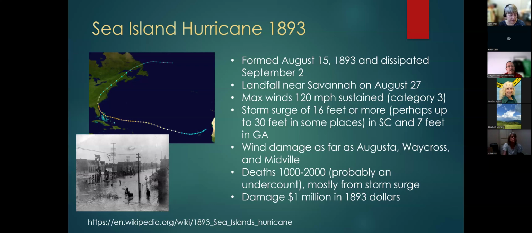There's one little picture here on the lower left that shows some of the inundation in Savannah. And I think that steeple there might still be of a building that's there. It caused a lot of issues. There were like two other really big hurricanes in the 1890s, and this was just one of them.